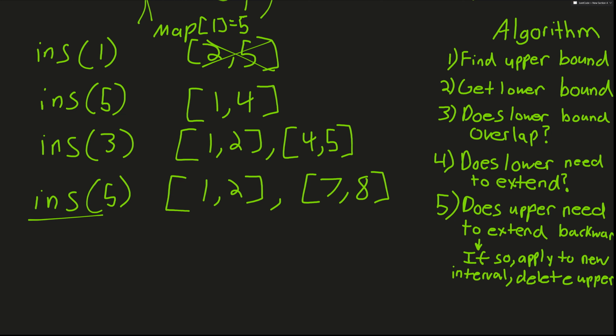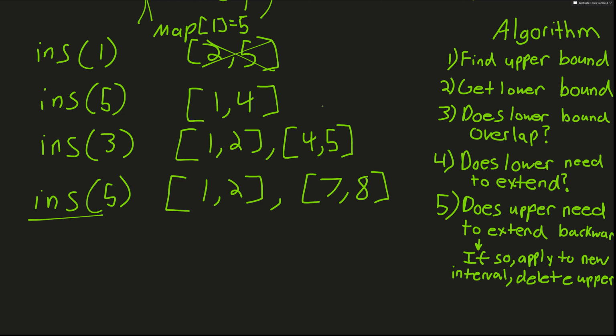Yes, it does. So all we actually have to do here is we don't even need to insert anything. All we need to do is change map of 1 to equal 5, just like that. And then the rest doesn't matter. We've already solved it. So now comes 3, which is the less trivial case. As you can see, 3 is going to need to go between 1 and 2 and 4 and 5.